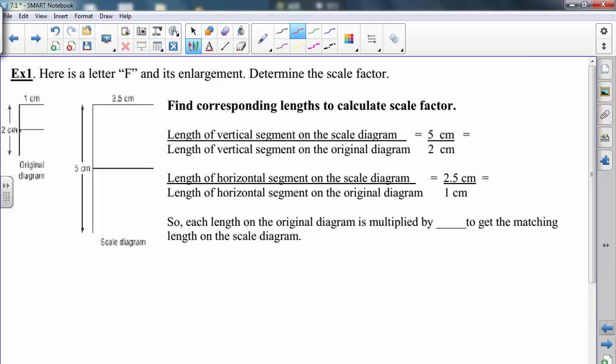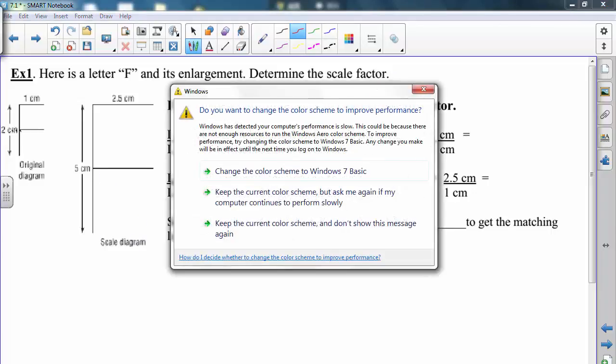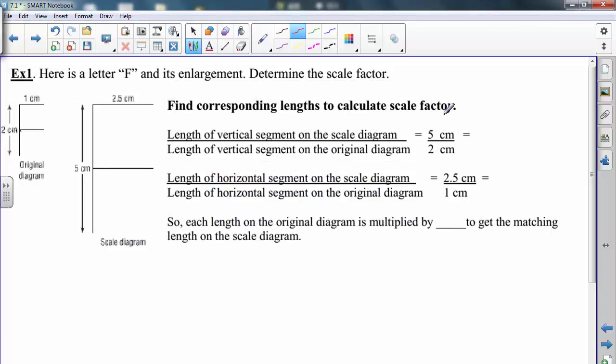Let's look at example 1. I have two F images. This F image is the original diagram. This one is the enlargement of the original diagram, so this one is called the scale diagram. Let's determine the scale factor for this scale diagram. Find the corresponding lengths to calculate a scale factor. So use the scale factor formula.